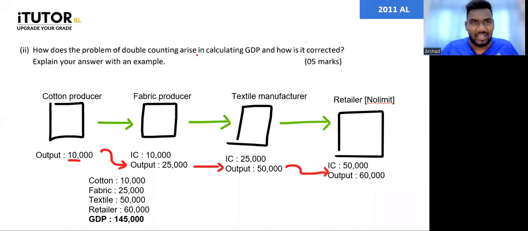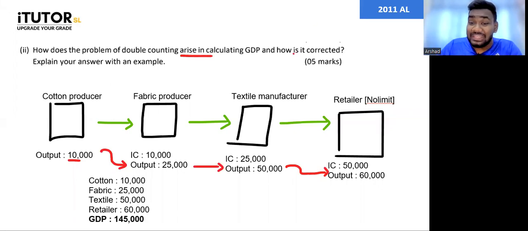So I'm not going to give you a typed answer, guys. You all can look at the textbook. So what is double counting error? The double counting error is where, when calculating GDP, the production of intermediate inputs or intermediate goods are also included in GDP. As a result, GDP becomes overestimated.